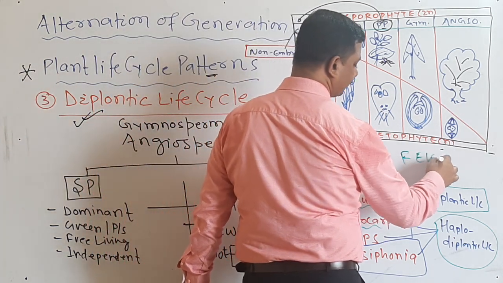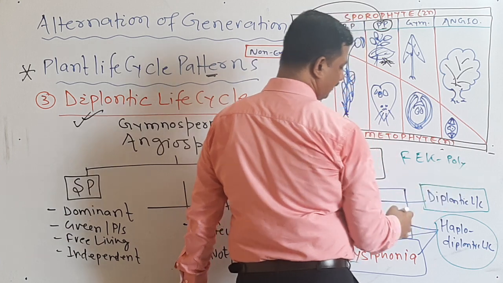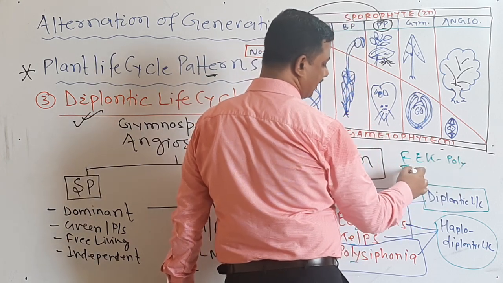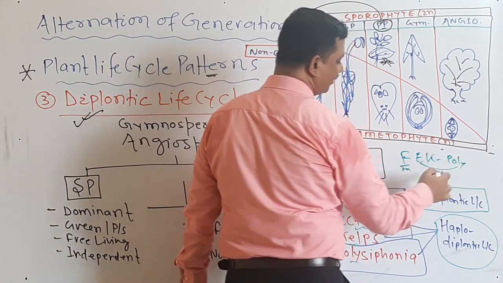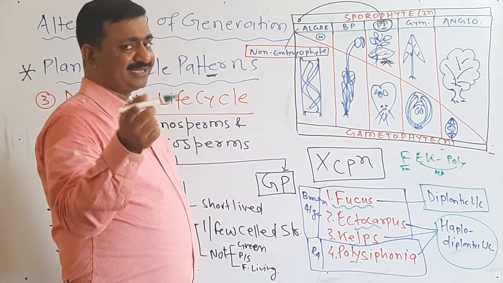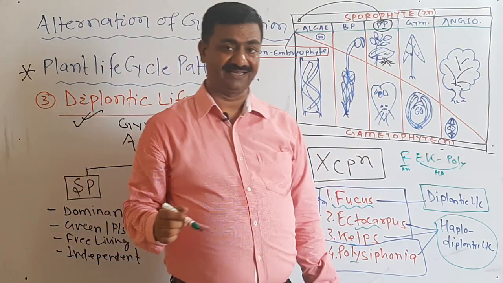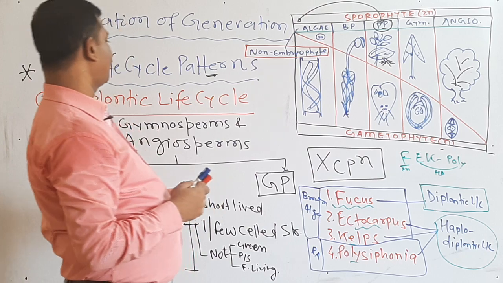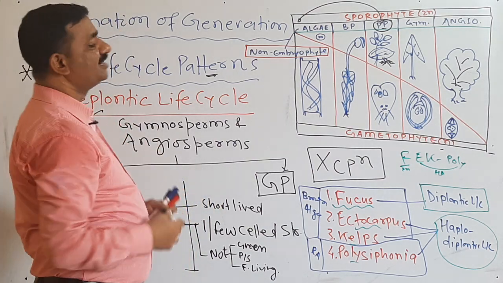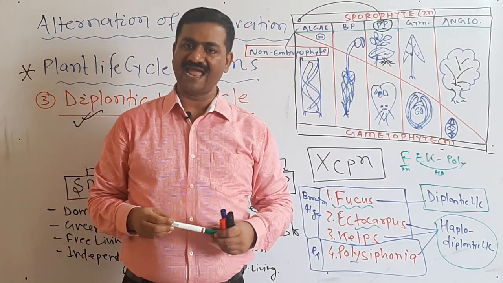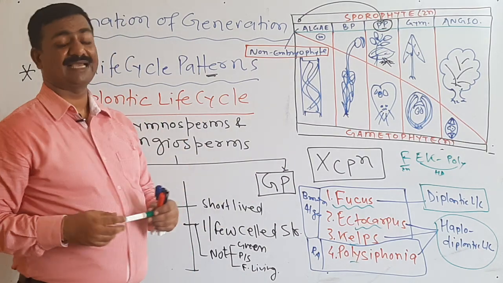Remember fec poly. F is 2n, while the rest are haplodiplontic. Remember the mnemonic, what? Fec poly. Is it clear? So this is all about your alternation of generation and life cycle pattern.